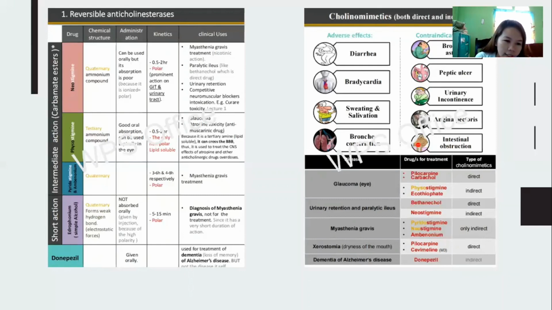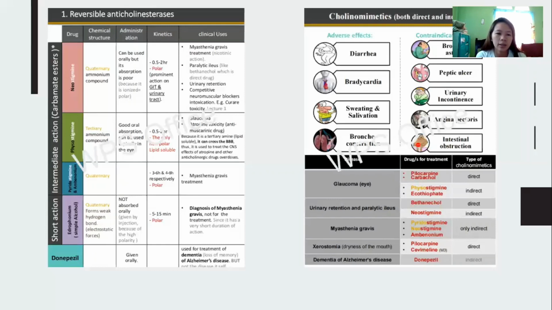Next drug is edrophonium, a simple alcohol. Chemical structure is quaternary, forms weak hydrogen bonds and electrostatic forces. Administration: not absorbed orally, given by injection because of the high polarity. Kinetics: 5 to 15 minutes, polar. Clinical uses: diagnosis of myasthenia gravis, not for treatment since it has a very short duration of action.